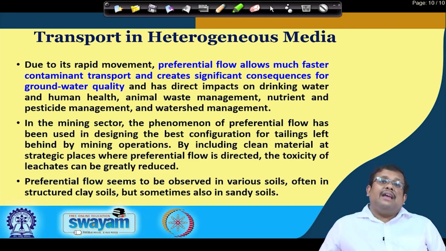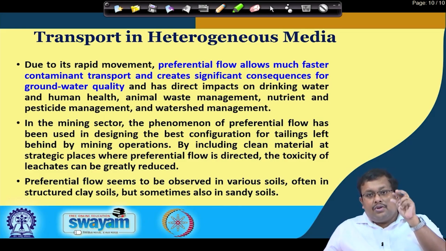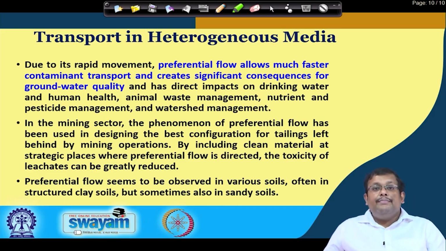Now, due to its rapid movement, this preferential flow allows much faster contaminant transport and creates significant consequences for groundwater quality, obviously, because they have much faster contaminant transport due to these wormholes, due to these root cracks and all these things. Okay. And they have direct impact on drinking water and human health, and animal waste management, nutrient and pesticide management and watershed management.